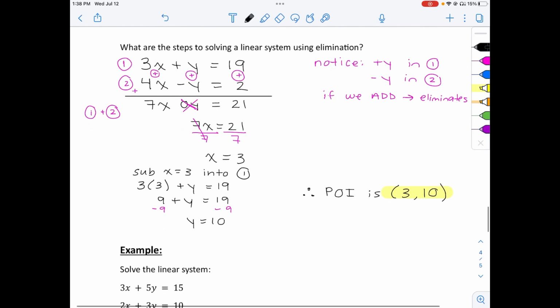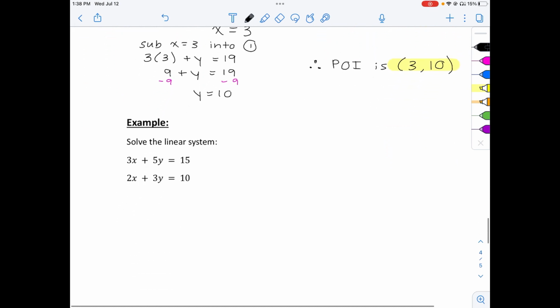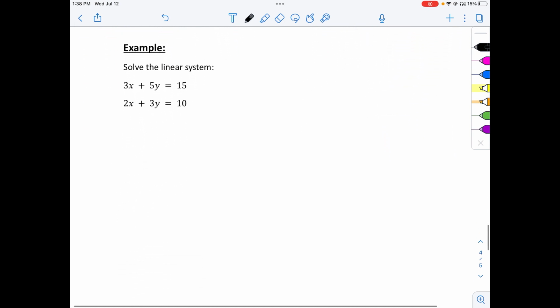So if we look at another example, this is an example where we need to make some changes to the system before we can solve. In this linear system, I can see both equations are in standard form, which is what I want. I have 3x plus 5y equals 15, and I have 2x plus 3y equals 10. Again, my first step is to see, is there the same number in front of both of my x's or the same number in front of both of my y's? In this case, I have a 3 and a 2 in my x's, so those are not the same. And then I have a 5 and a 3 in my y's, those are also not the same.